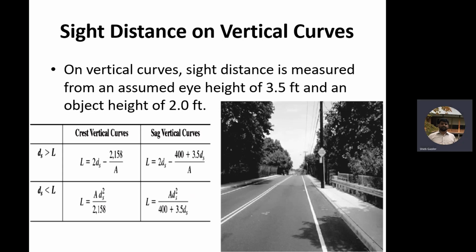So for the object, we consider the tail light of the car, and the driver is also a car driver, not a bus driver. Why? Because the bus is higher, so obviously the driver has more sight. The driver is at a higher elevation. So you take this.